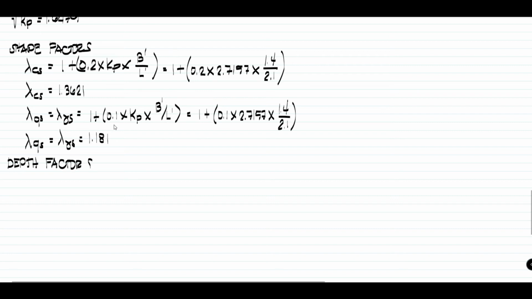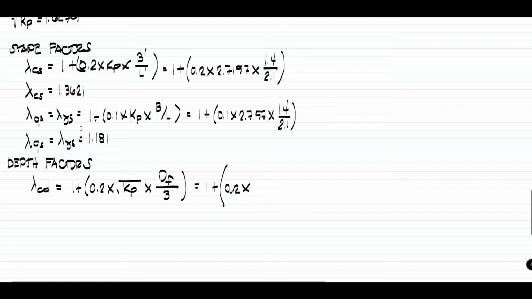So, yung depth factors natin has an equation. So, for lambda CD, that is 1 plus 0.2 times square root ng KP. Kaya natin kinuha yung square root ng KP kanina, times DF over B prime. So, this will be 1 plus yung 0.2 natin times square root ng KP is 1.6479.